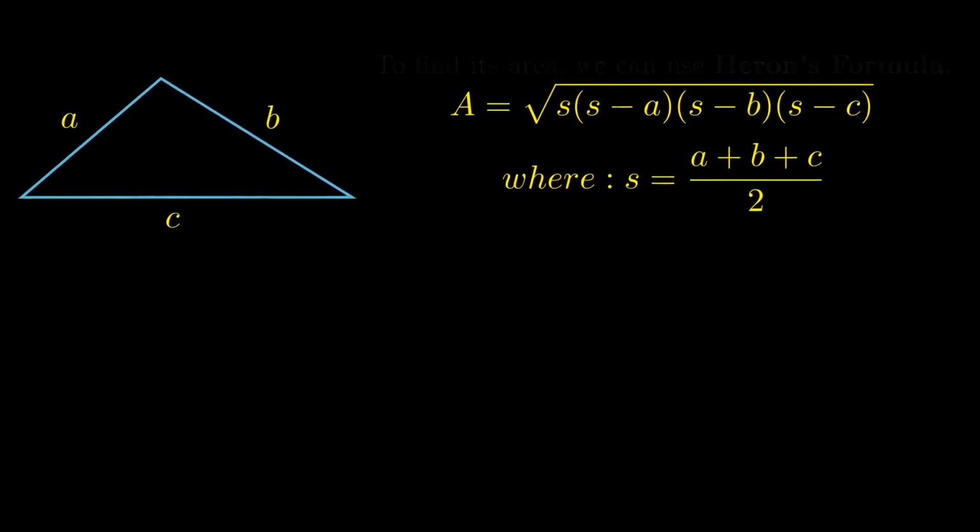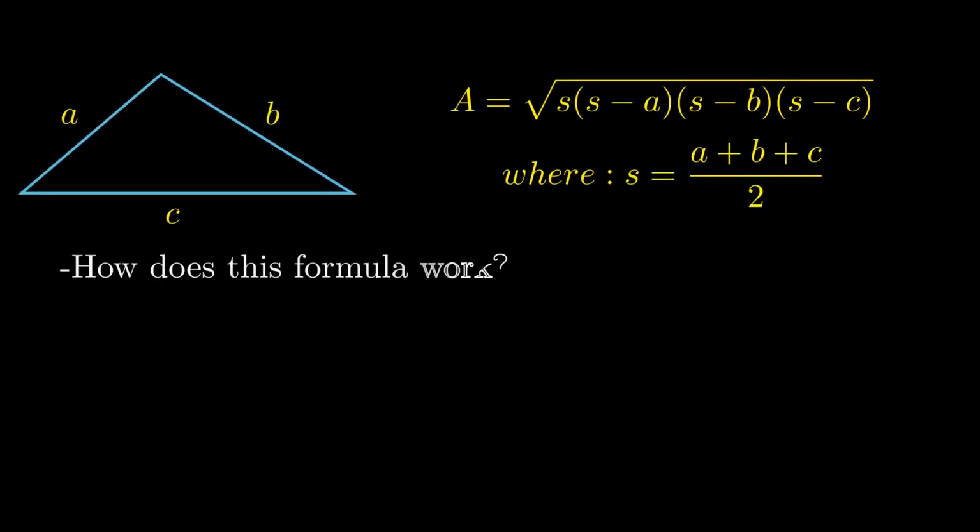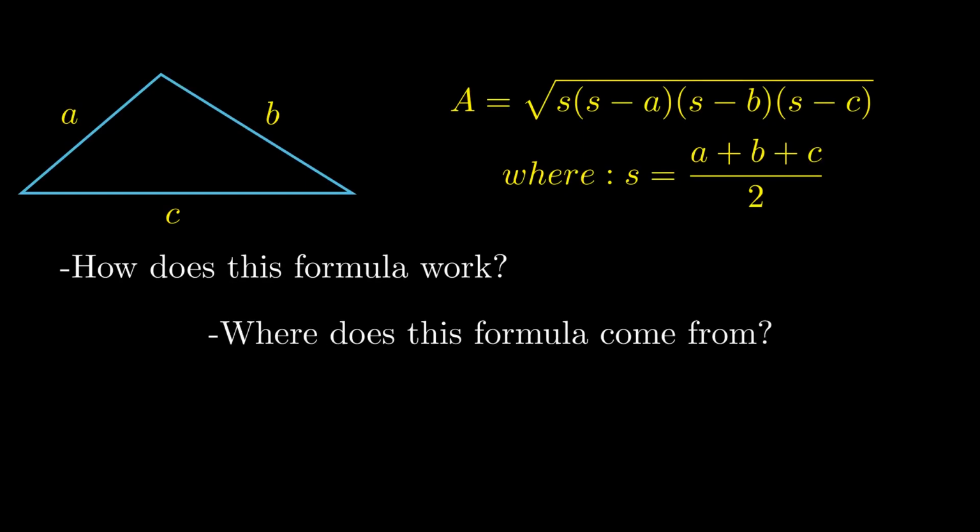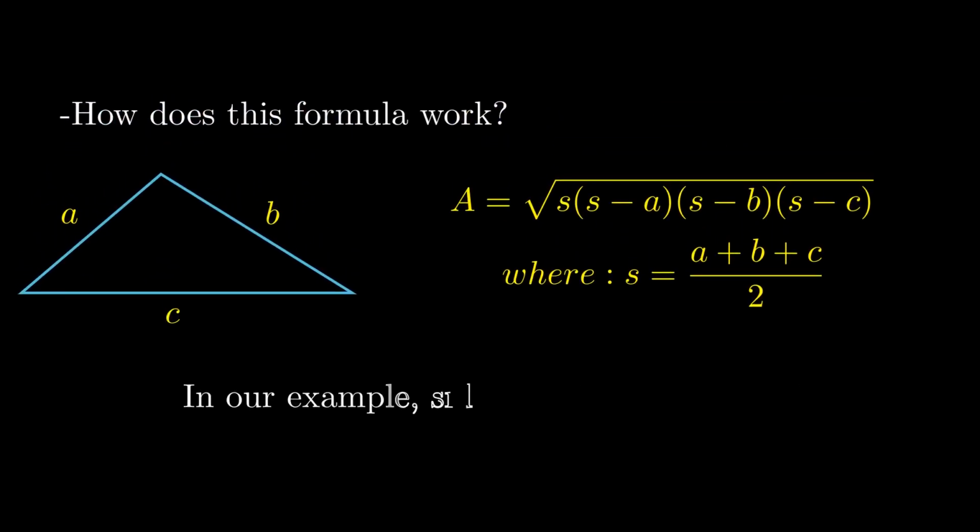But you might be asking, how does this formula work? Where does this formula come from? And why does this formula work? In our example, we had a triangle with side lengths 9, 11, and 16. Let's go ahead and substitute our values for a, b, and c.